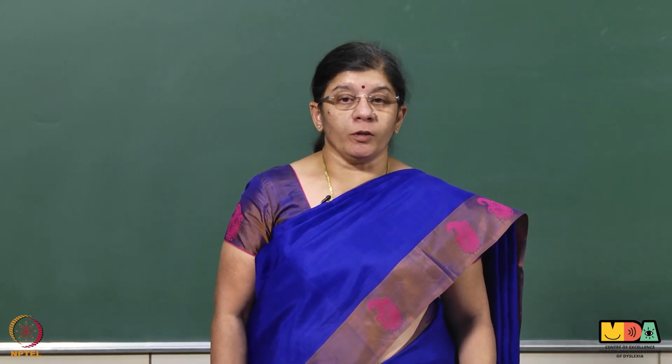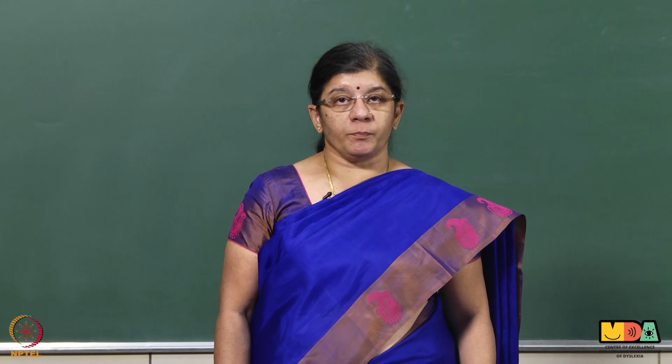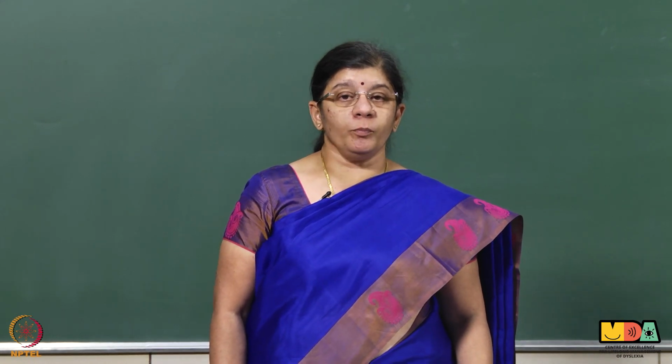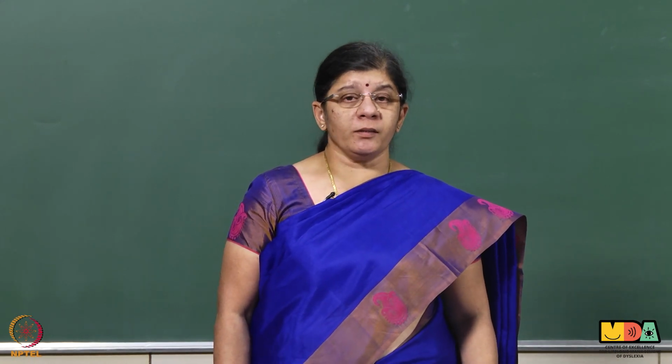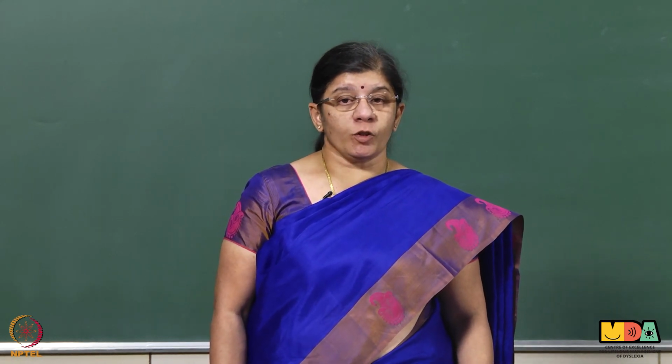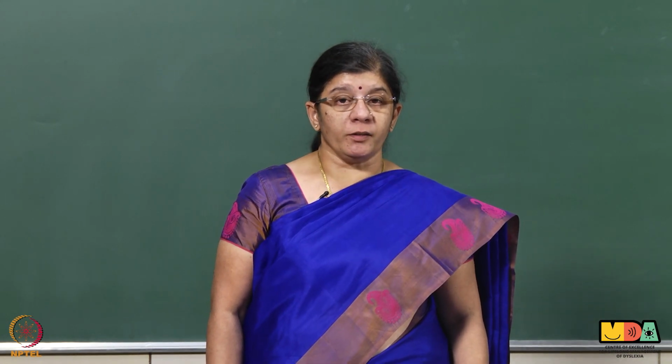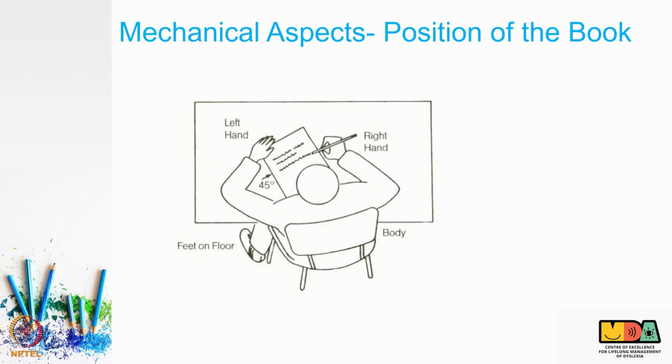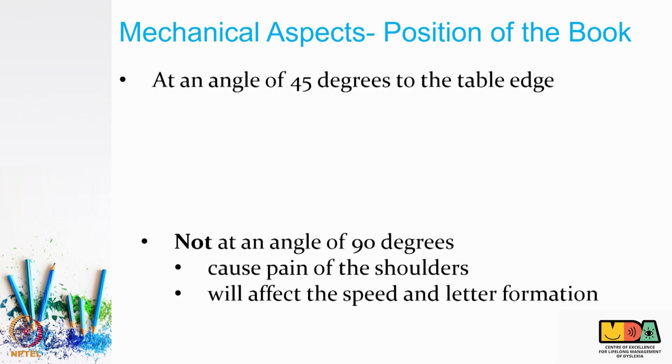Now, we are going to talk about the next mechanical aspect of writing, the position of the notebook. Position of the notebook plays a significant role in the quality of writing. The notebook needs to be kept at an angle of 45 degrees to the edge of the table for the child to write comfortably. Children with specific learning disability keep the notebook at 90 degrees and this causes a lot of strain on the shoulders, arms and the wrist. Hence, the legibility of writing suffers.